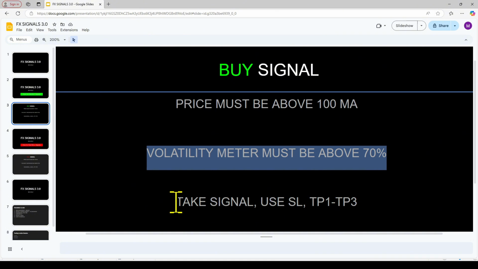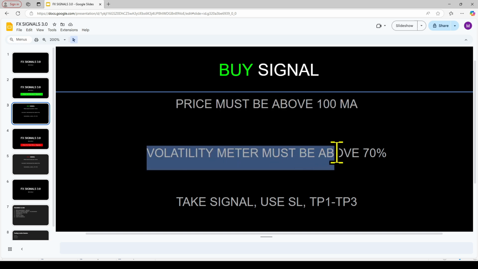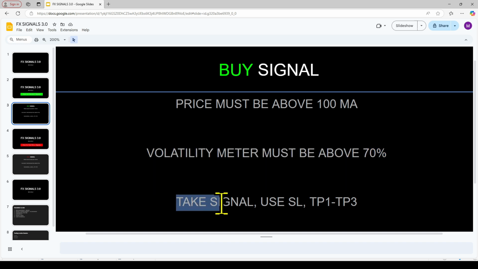Once we've seen that the price is above the 100 period moving average, and that the volatility meter is above 70%, then we can use the trading levels. We can take the signal, and the trading software shows us where to put our stop loss and where to put our take profit levels. The system shows us three different take profit levels.